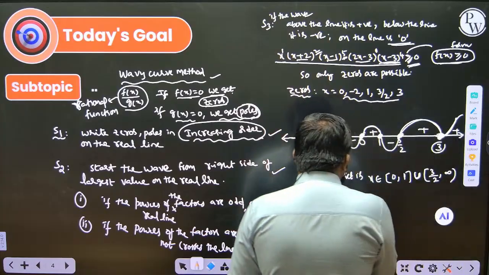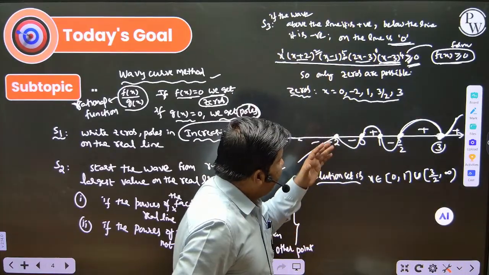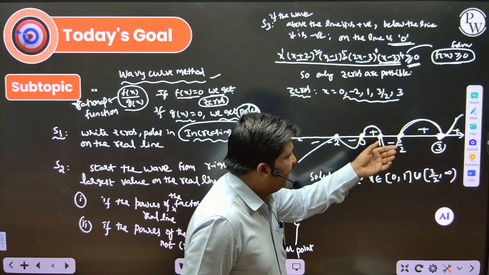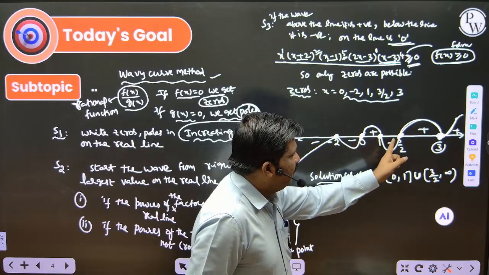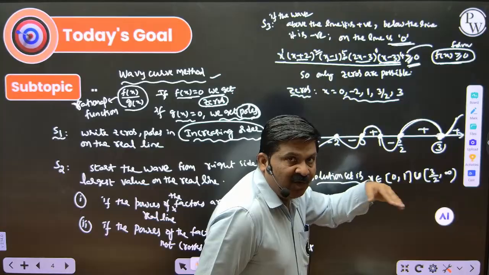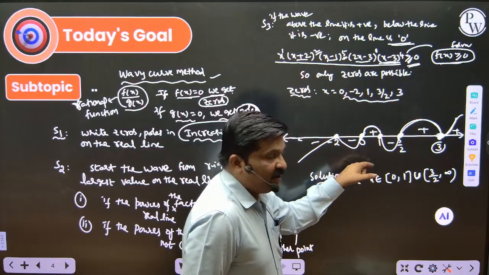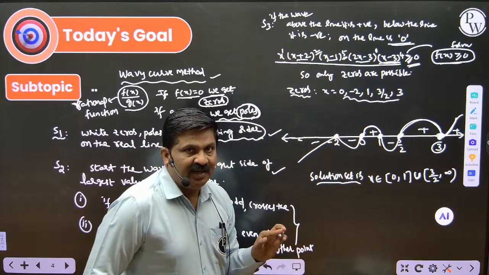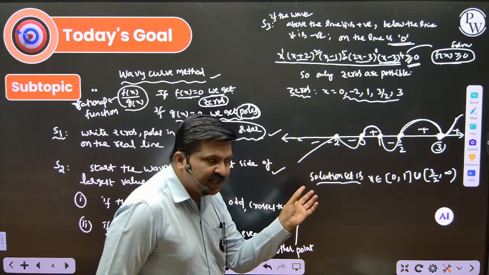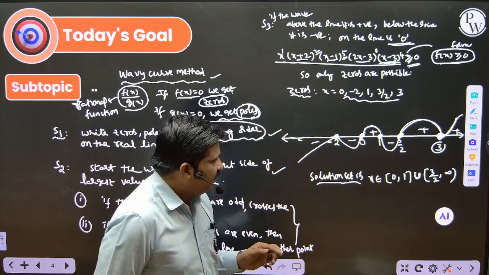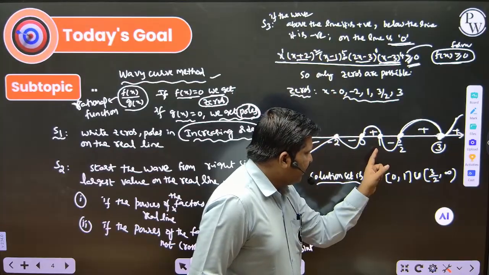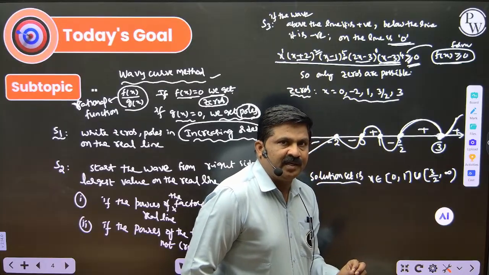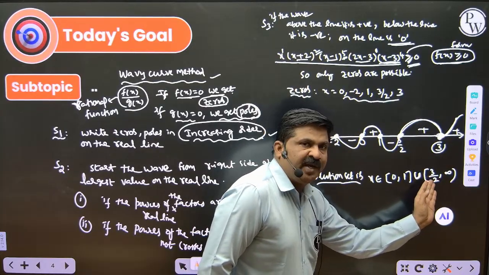Now what do we have to do here? We need a positive part. A positive part means above the real line. That is 0 to 1, 3 by 2 to infinity. And what are the zeros? 0, 1, 3 by 2, 3 and minus 2. Now check it. Are the zeros also included in our solution or not? 0 included, 1 included, 3 by 2 included, 3 also included in 3 by 2 to infinity or not? 3 is also included in 3 by 2 to infinity.